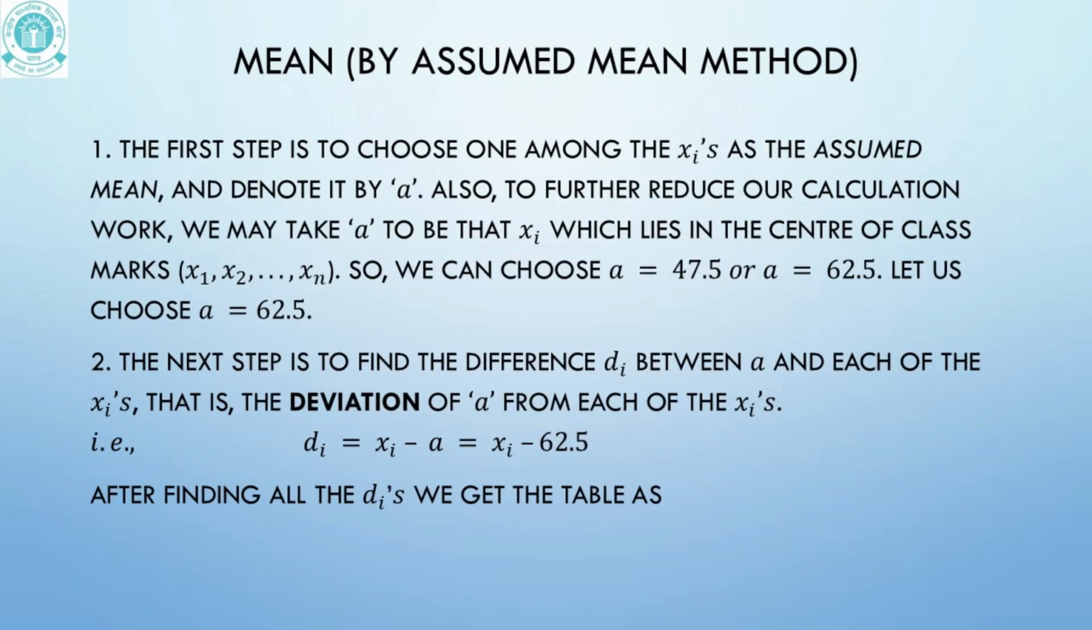Let us choose A equals to 62.5. The next step is to find the difference di between A and each of the xi's, that is, the deviation of A from each of the xi's. That is, di equals xi minus A, which equals xi minus 62.5. After finding all the di's, we get the table as.